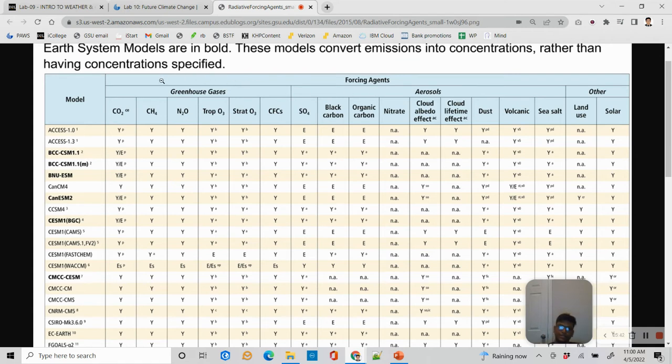There are lots of forcing agents. Some of them are greenhouse gases, some are aerosols, and others. Among the greenhouse gases, you can see carbon dioxide, methane, nitrogen dioxide, tropospheric ozone, stratospheric ozone, CFC. And from aerosols, you can see these aerosols. You've already studied some of those in some of the labs, and then others in land use and solar. So there you can see there's some Y, there's some E, there's some ES.